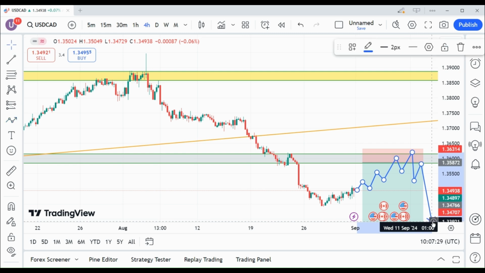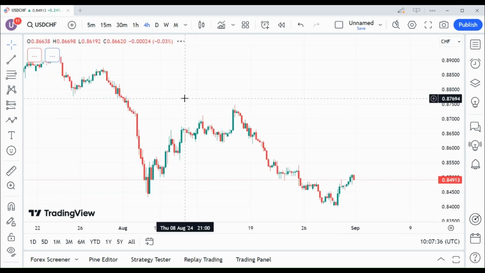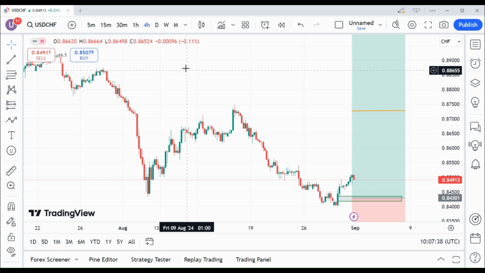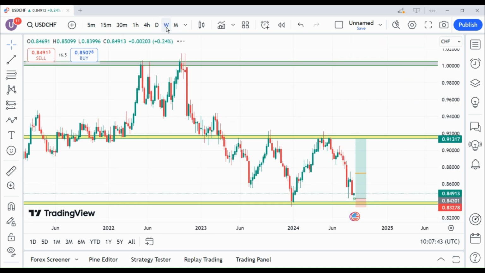So this is our analysis on USDCAD. All right, to the next pair, USDCHF. So on USDCHF, let me show you one thing. This is the weekly time frame on USDCHF.